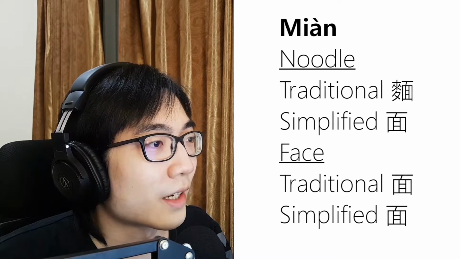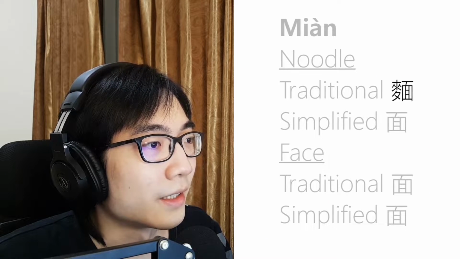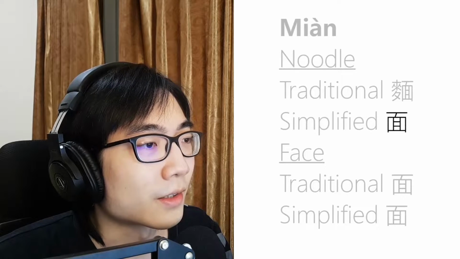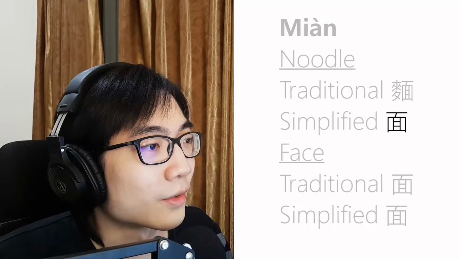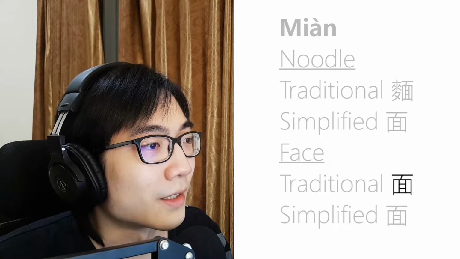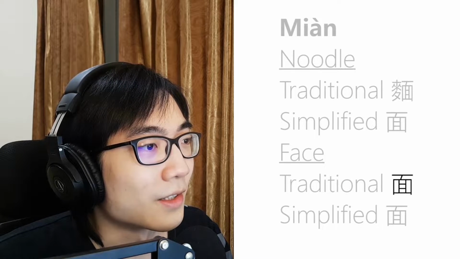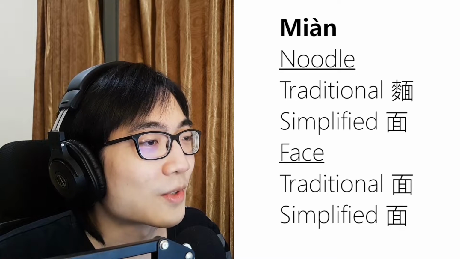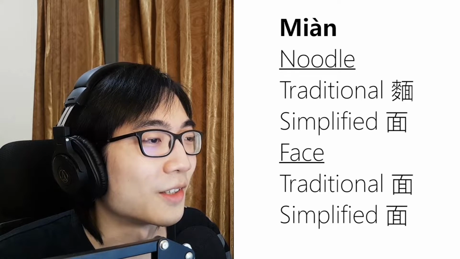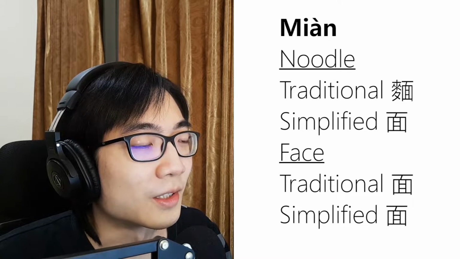Another example is mian. In traditional Chinese, this is the character, and in simplified, this is the character. It means noodle. However, in traditional, this mian is face, and in simplified, this mian is also face. So sometimes you can't really differentiate unless you read the context.